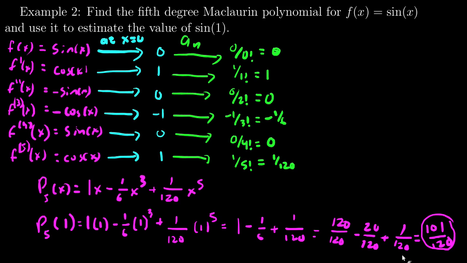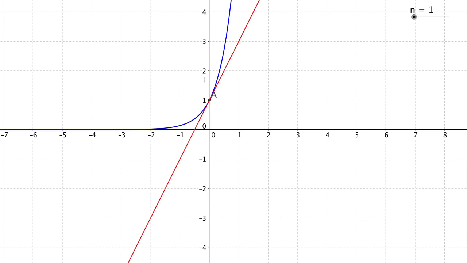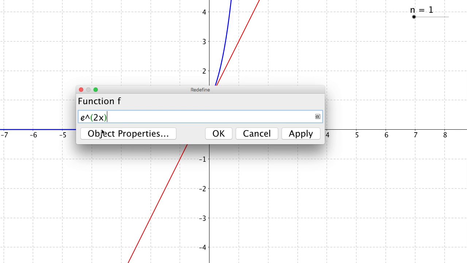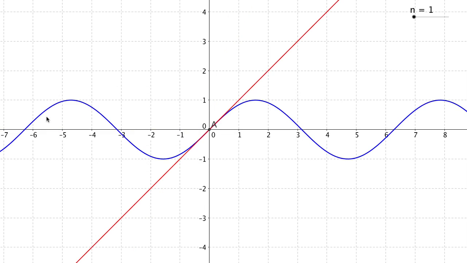Okay, which is actually a pretty good estimate of sine of 1. And I'm going to show it graphically, even though I could put it in the calculator and see that it's close. So graphically, let's see what just happened. I might change my function from e to the 2x to sine of x. Okay, and I want to go to the 5th degree. Now we're at the 1st degree right now.